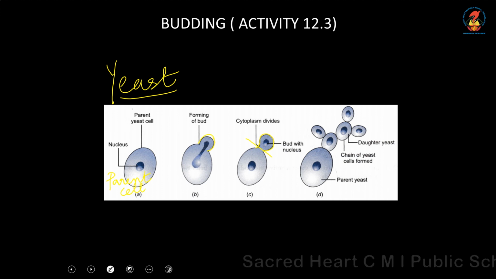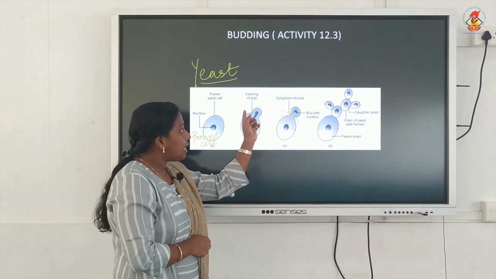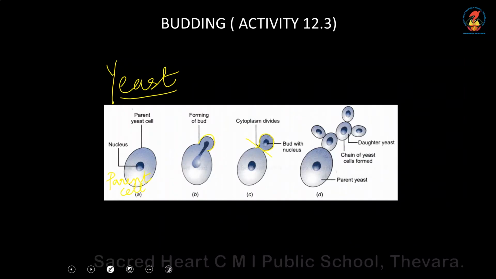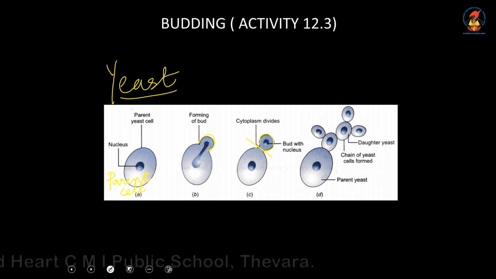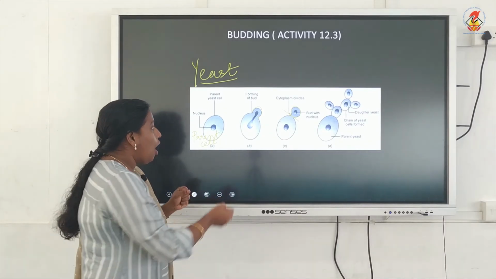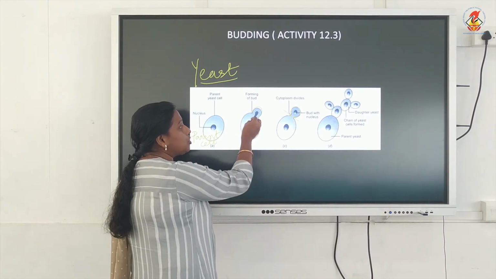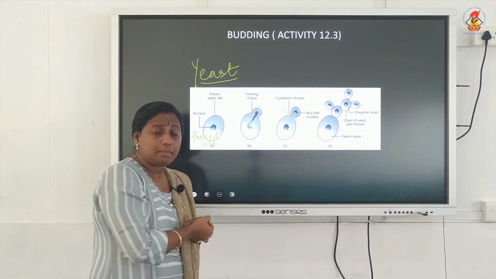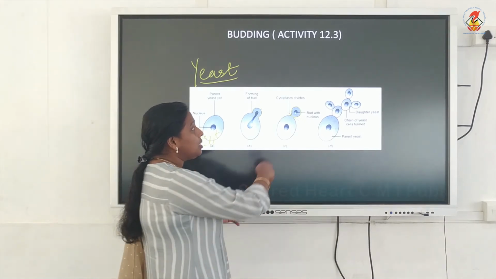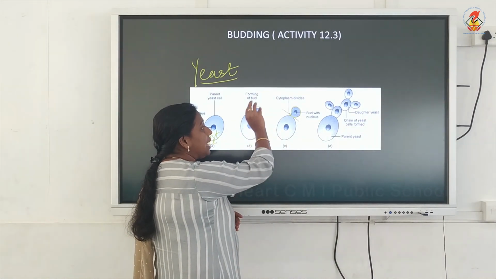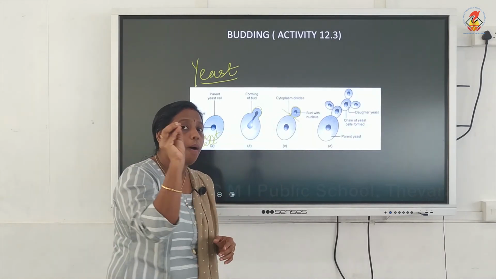Clear? Now just observe the second diagram here. The bud is developing here. It is forming only. A small bulging is formed. Now as this bulging is forming, you can observe that the nucleus which was inside the parent cell is slowly extending and it is trying to divide into two. Then all the contents inside the cell are also trying to move into this bulge. You call them the cytoplasm, the jelly-like substance inside a cell. So the cytoplasm and a part of the nucleus enter into the newly formed cell.